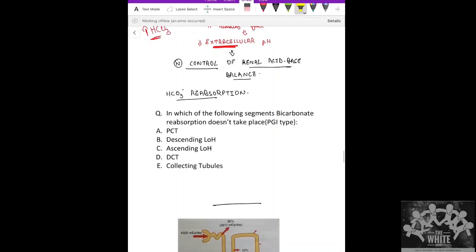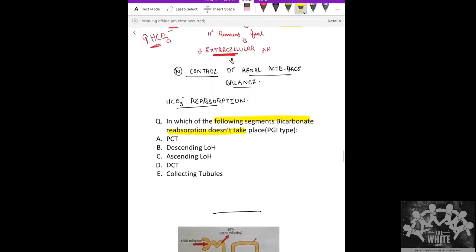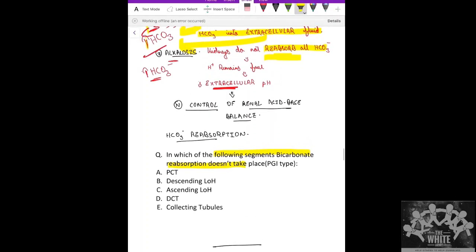This is a question. It is the same repeat of last time. In which of the following segments does bicarbonate reabsorption not take place? Can you guys answer? More than one can be right. Okay, ascending limb. Any other answer? It's a PGI type of question, Avantika. Descending limb. Correct. Satya's and Avantika's answers combined: it is the ascending and descending limb.